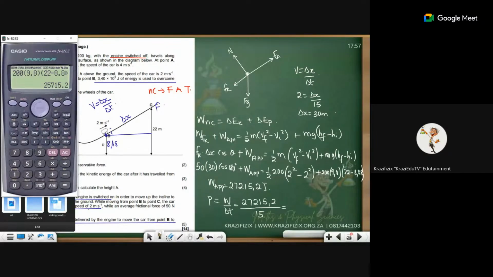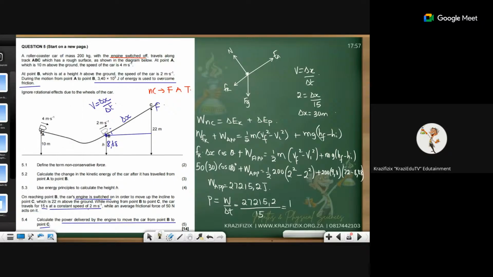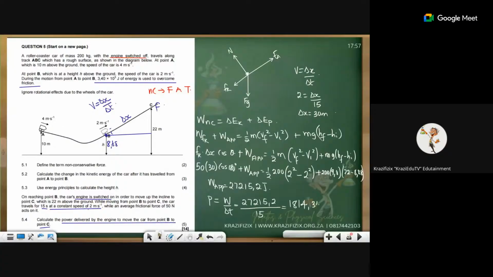Now on the left, I have negative 1500. So plus 1500 would give me 272. Now divided by what? 15, because we're looking for power. Work over time. 1814.35 watts.